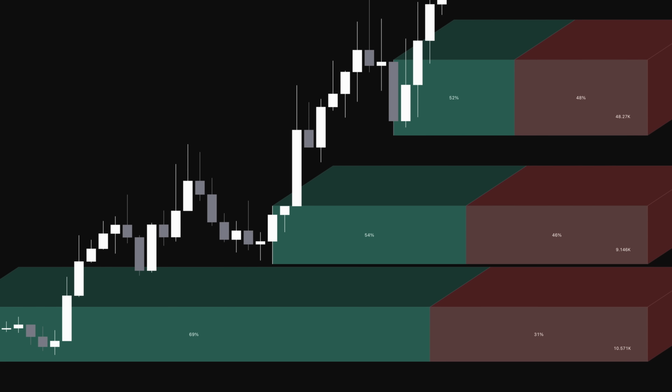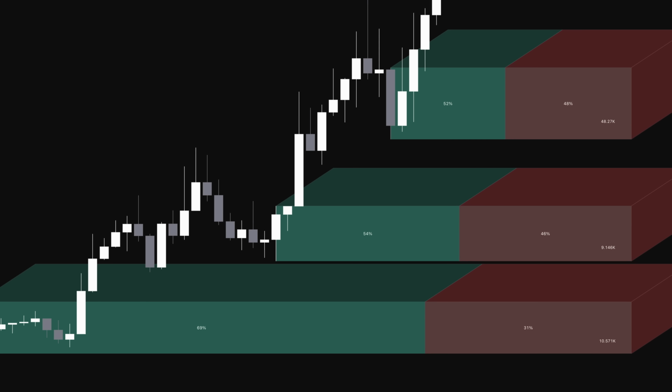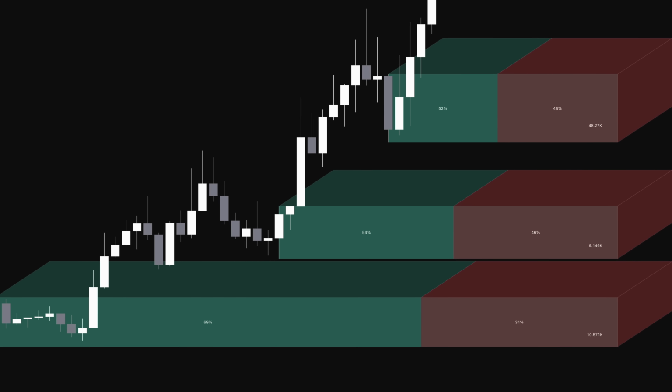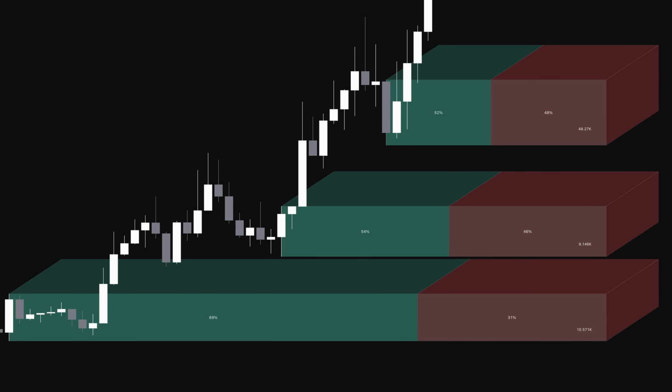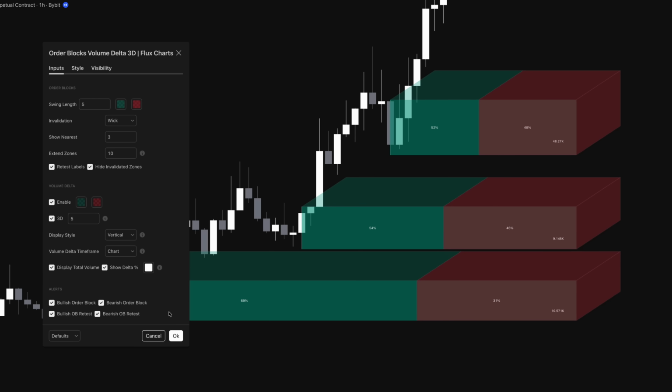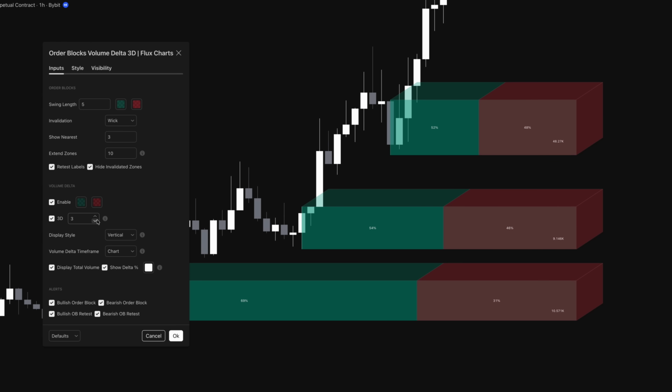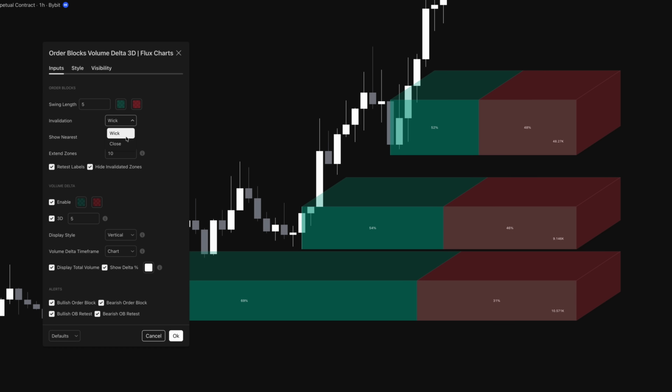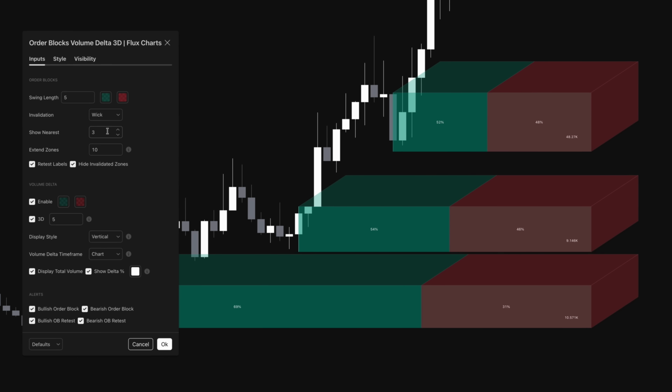The 3D visualization constructs polyline depth faces using ATR scaled offset coordinates, creating a perspective effect where zones appear to have front faces and top surfaces. Users choose between horizontal display with bull-bear split shown top and bottom, or vertical display, with split shown left and right across the zone. The depth parameter controls how pronounced the 3D effect appears. Order blocks remain active until invalidation occurs via wick penetration or close beyond the zone, which is user selectable.